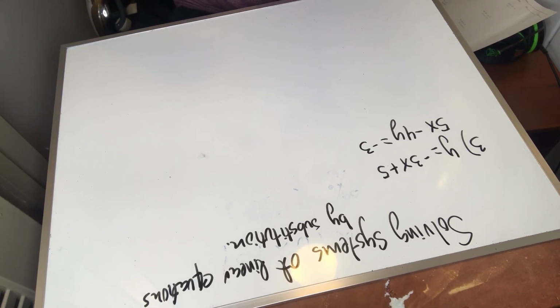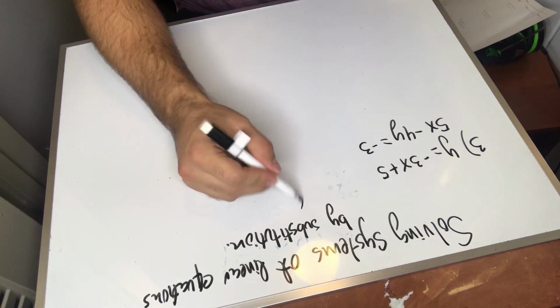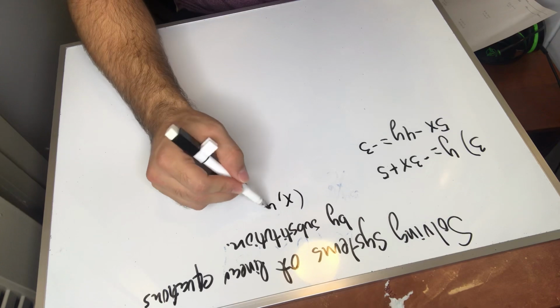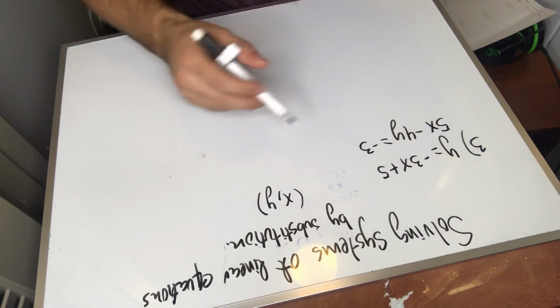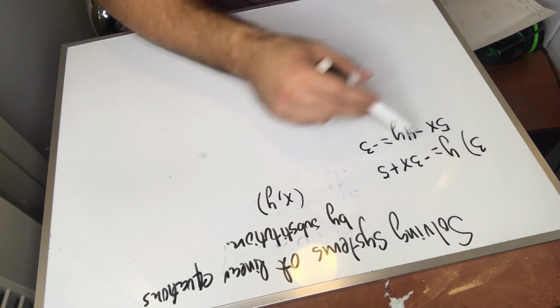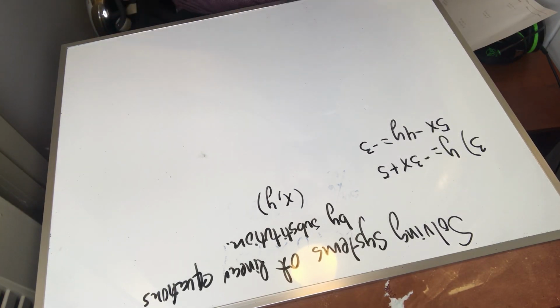Alright, this is solving systems of linear equations by substitution. This is problem number 3 from the homework, and a pretty easy problem too. Remember that our goal is to end with a coordinate with the value of x and the value of y. A solution to this will be the coordinate that makes both equations true. And one more time, I'm going to use substitution for that.